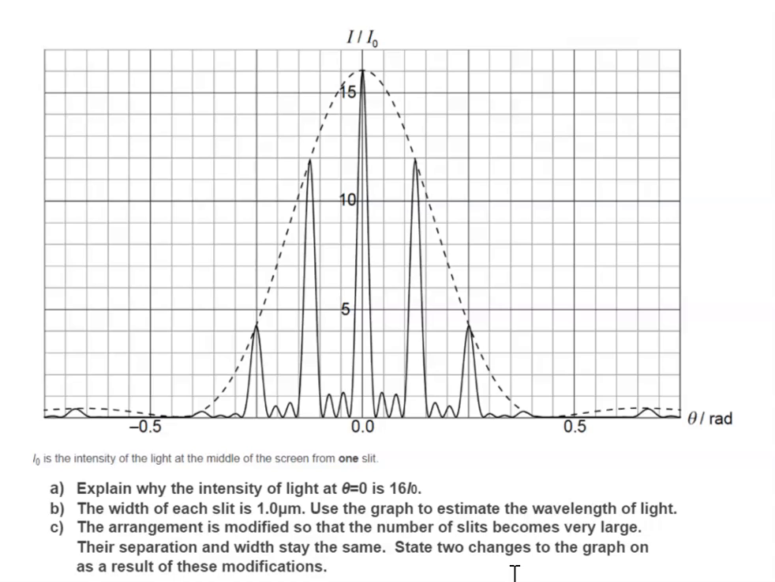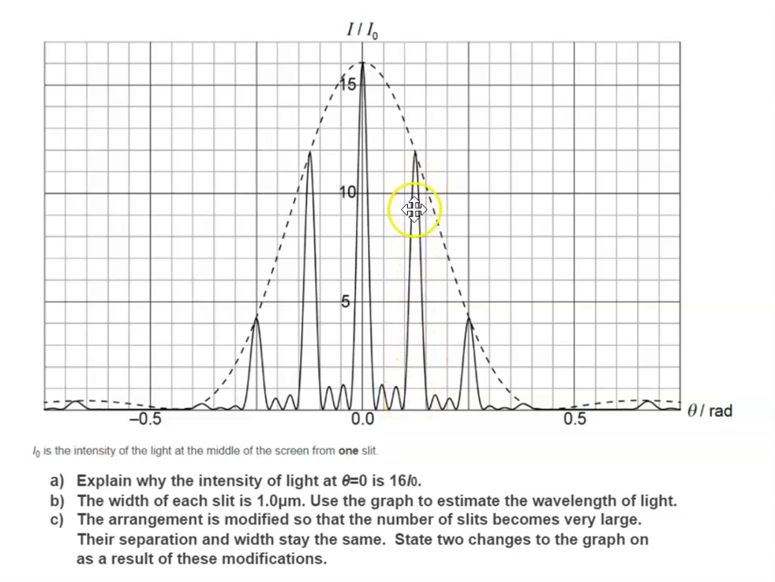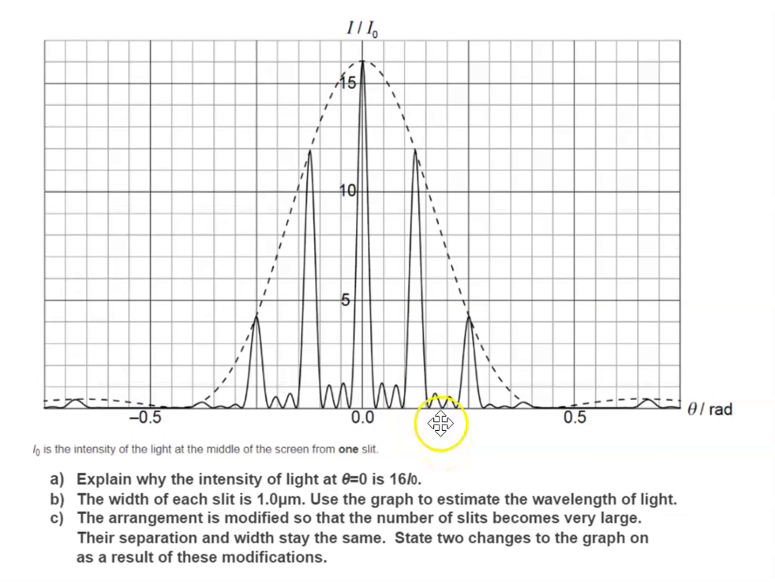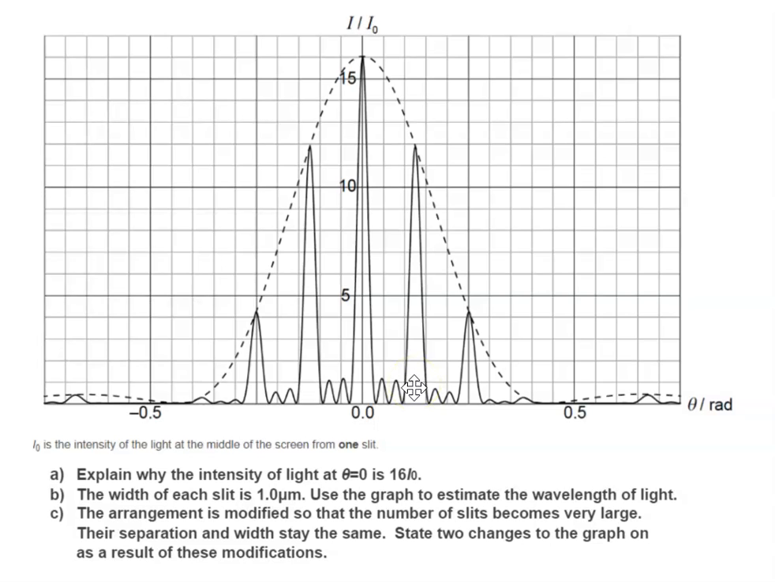Awesome. Okay, part C: the arrangement is modified so the number of slits becomes very large, not just 4, but more, and their separation widths stay the same. State the 2 changes in the graph as a result of these modifications. So these primary interference spikes are going to get bigger and bigger, and the width of them is going to get thinner. You're going to get brighter and more distinct. We could just say they're going to be thinner and brighter. They also stay at the same place, which is an interesting idea, and that might be in the mark scheme as well. Let's take a look.